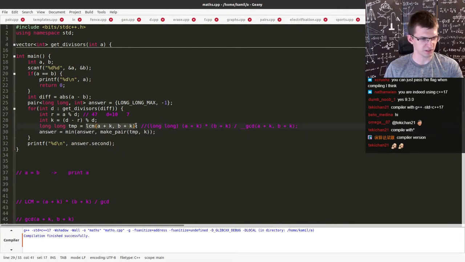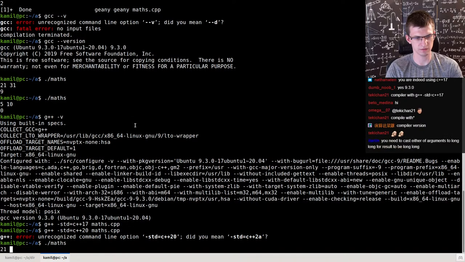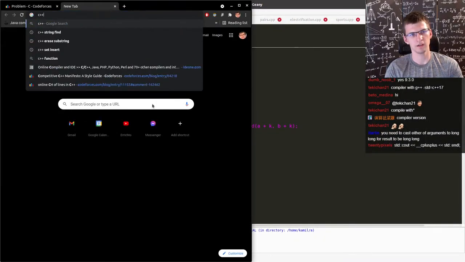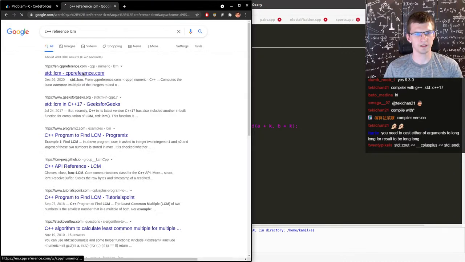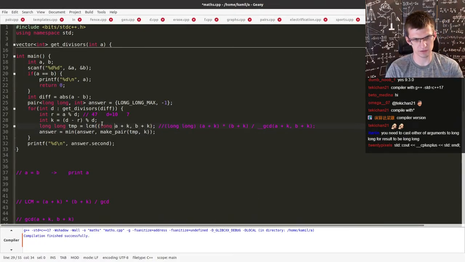I would guess that it returns int if I provide ints. First, does it work in any way? Yes, it does work. Now, LCM. Least common multiple is not representable as a value of type, common type of those. Yeah, so I need to, I think, at least do this.